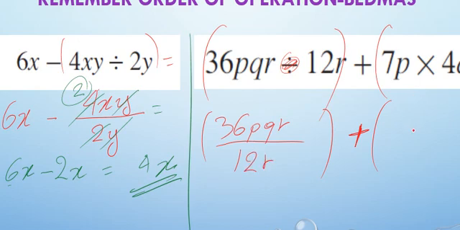And what do I write here? Multiplication, the numbers first, the letters later in alphabetical order. So which is 28pq.